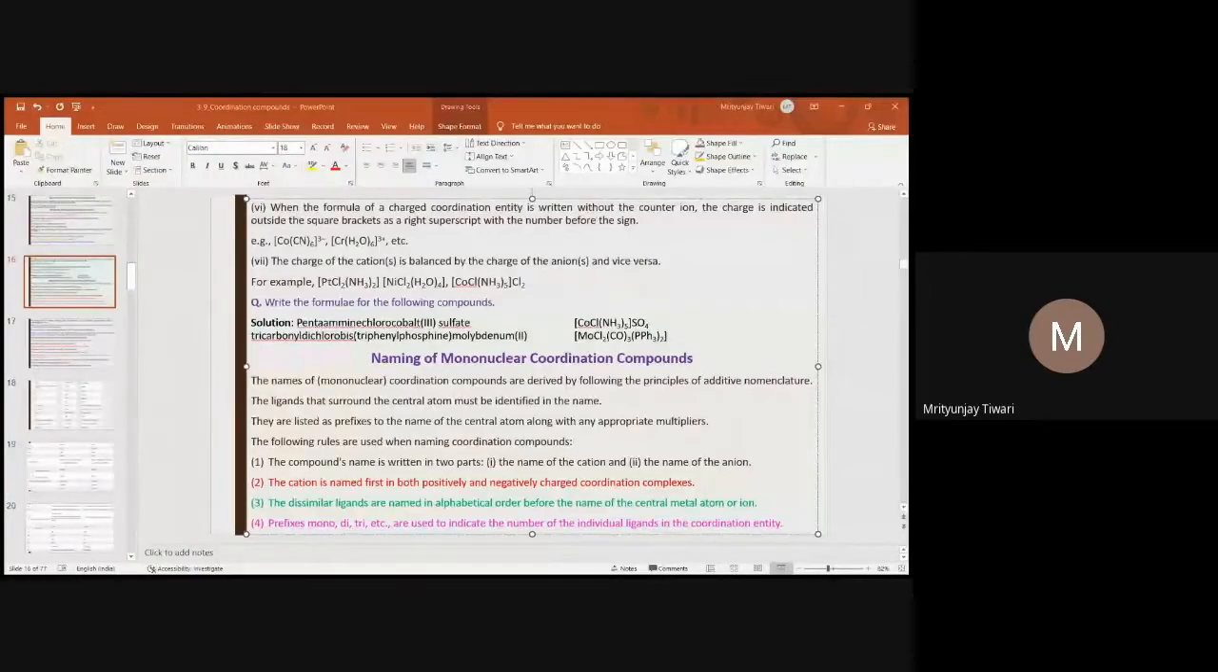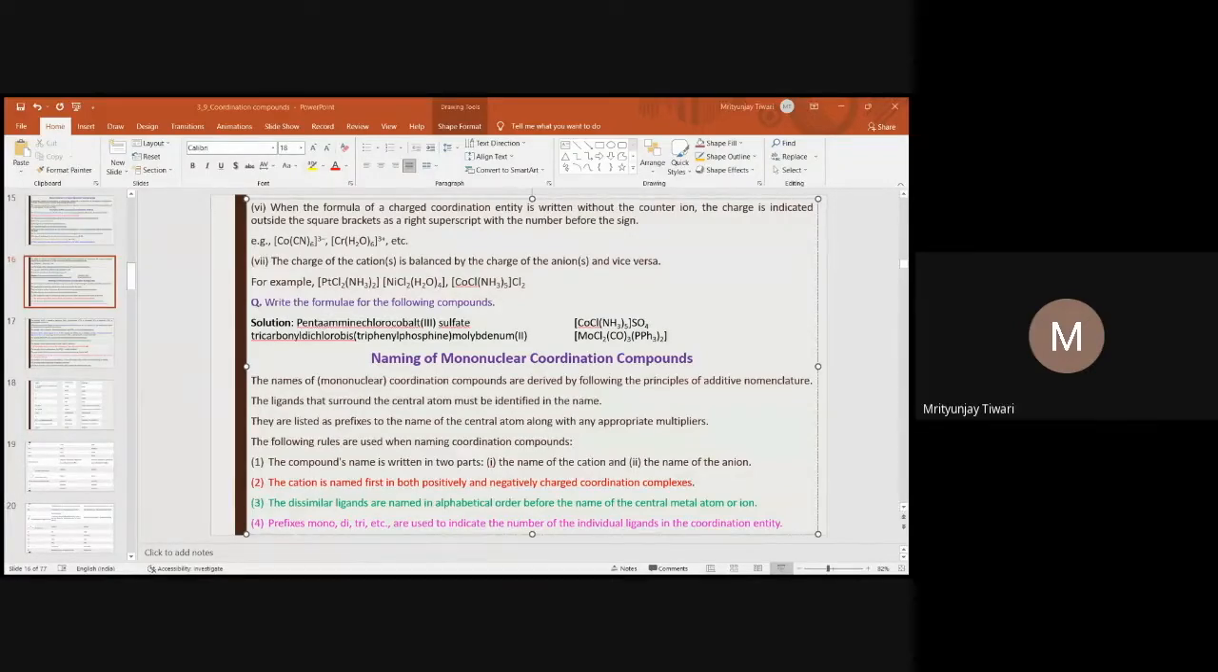Now let us look at the third rule. The dissimilar ligands are named in alphabetical order. So when the ligands are dissimilar, their names should be written in alphabetical order, which means the spelling of those names will be considered in deciding the alphabetical order. Like here, as you can see, carbonyl, chloro, and di and tri we are not considering here, or this is triphenylphosphine.